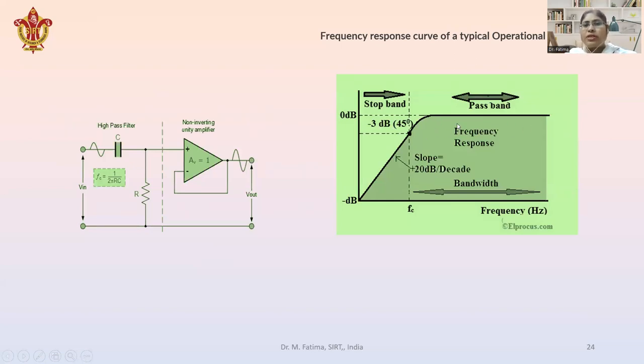That is, the output voltage is available in this circuit for the higher frequency signals. So the high frequency signals are passed. This is showing the passband from this cutoff frequency onwards. This is the passband of the high pass filter. And the frequency less than the cutoff frequency, this band is called the stop band.